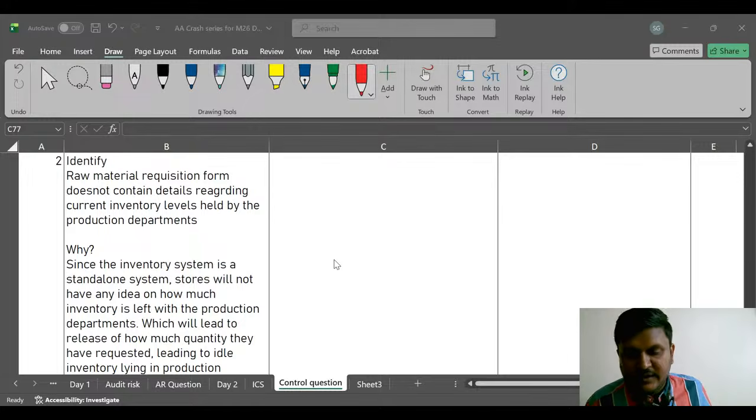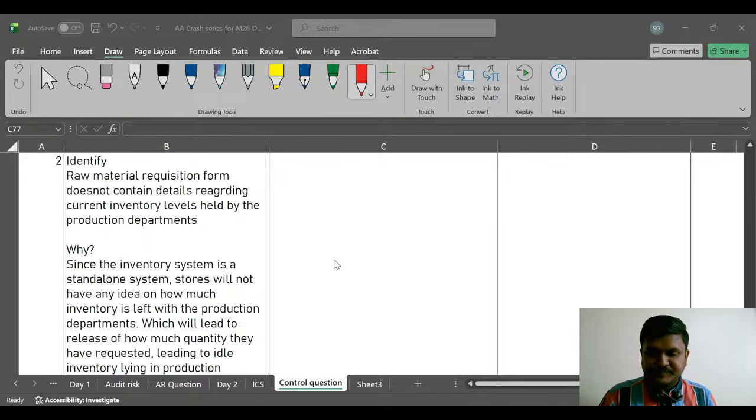It's already hidden in the why thing. What would be the recommendation, guys? What would be the recommendations you can make? Since the requisition form does not have that particular thing, we'll be making a recommendation. Okay, the requisition form should have a column, should have information collected relating to the current inventory level of each production department, and that should be verified before releasing any inventory to the production departments by the store or the purchasing. What is the department we are having over here?